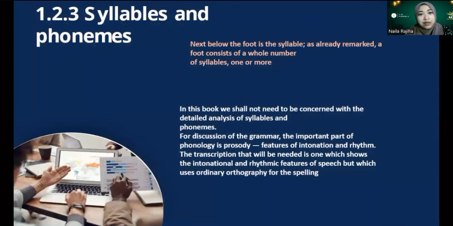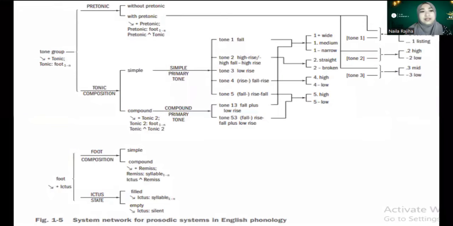And next about the syllable and phonemes. Next, below the foot is the syllable, as already remarked, and a foot consists of a number of syllables, one or more. This is the figure, the system network for the prosodic system in English phonology. There are pre-tonic, without and with pre-tonic, tonic composition, simple or compound, foot composition, simple or compound, ictus, stated, filled, and empty, etc.